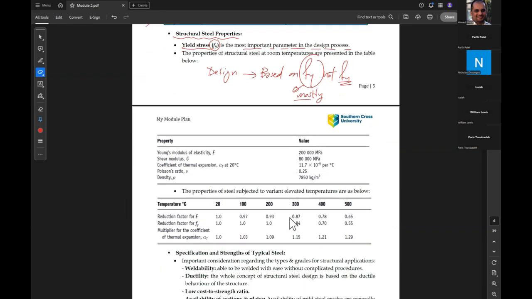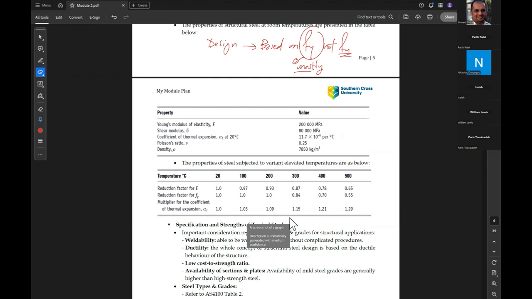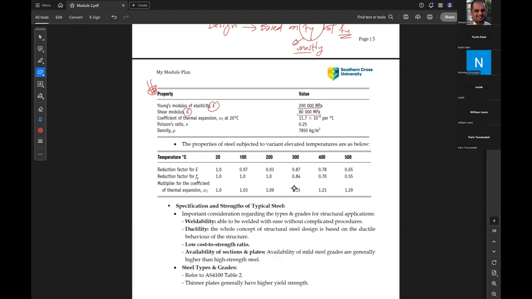Here are some values we need to keep in mind when we are working with steel. The Young's modulus E is again 200 gigapascals, equivalent to 200,000 MPa. The shear modulus G is 80,000 MPa. The coefficient of thermal expansion is 11.7 times 10 to the power minus 6. The Poisson's ratio for steel is 0.25. The density of steel is 7,850 kilograms per cubic meter.